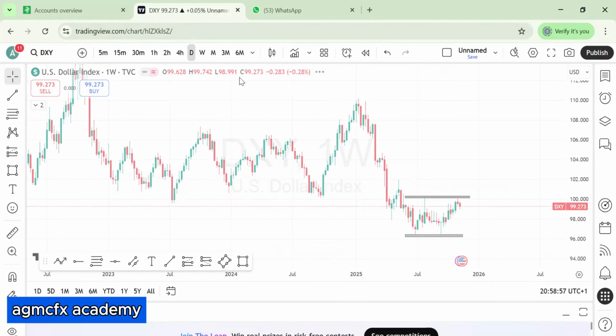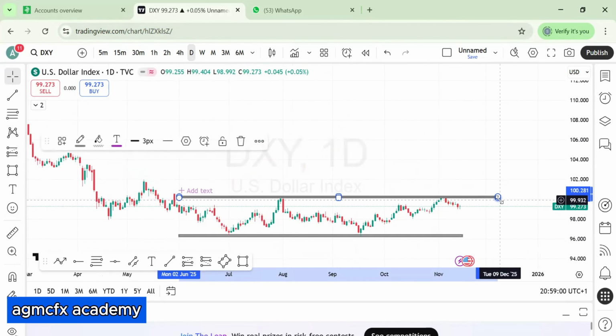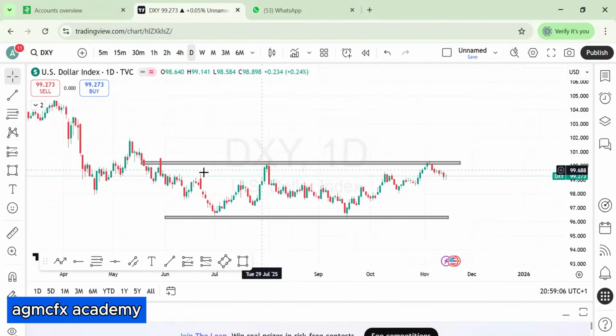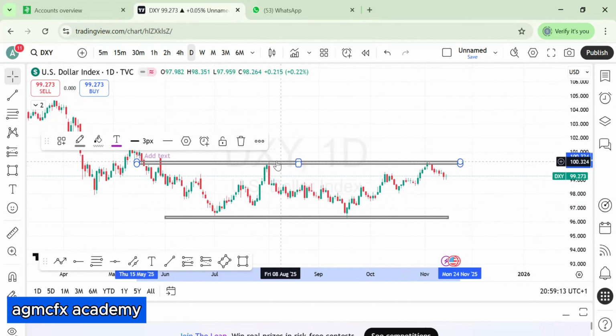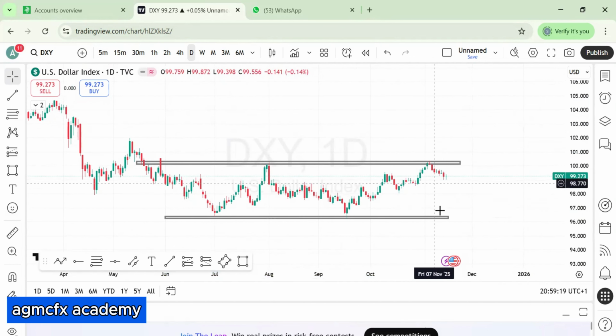Let's go to the daily time frame. So at the daily time frame, the line has reached the previous highest level of August 25, which we are still expecting. As long as the market finds it difficult to break above the signal line, the market is coming down.